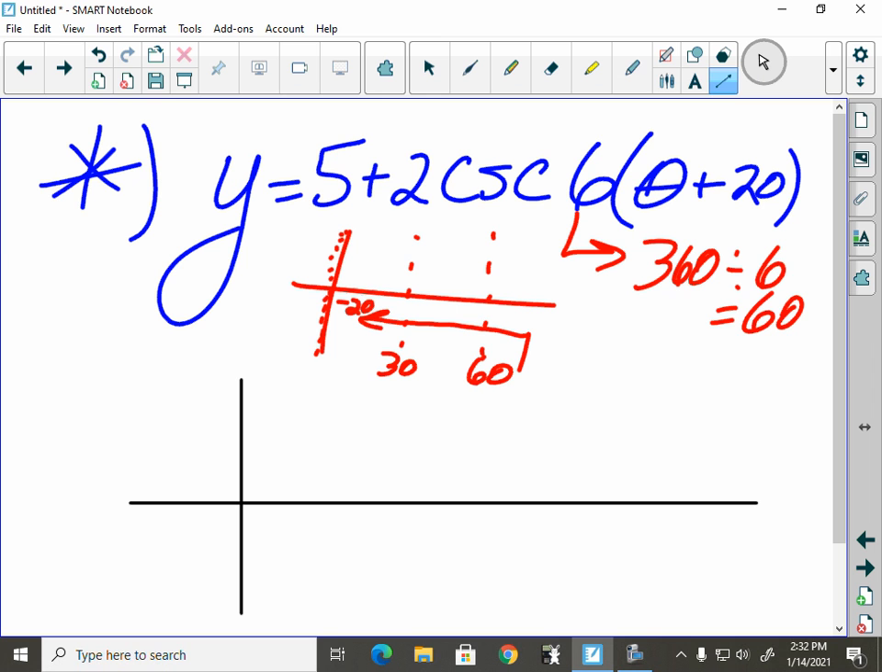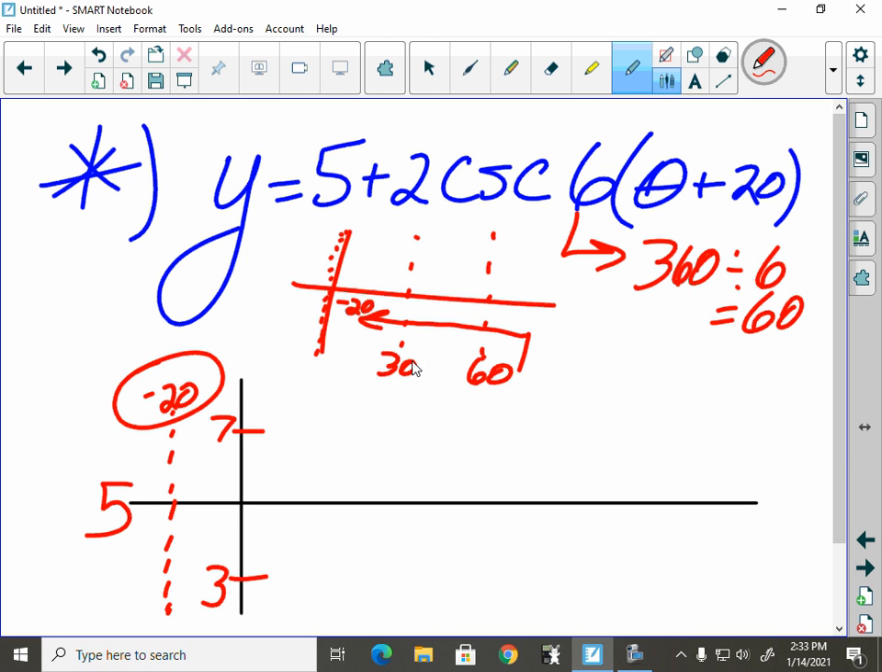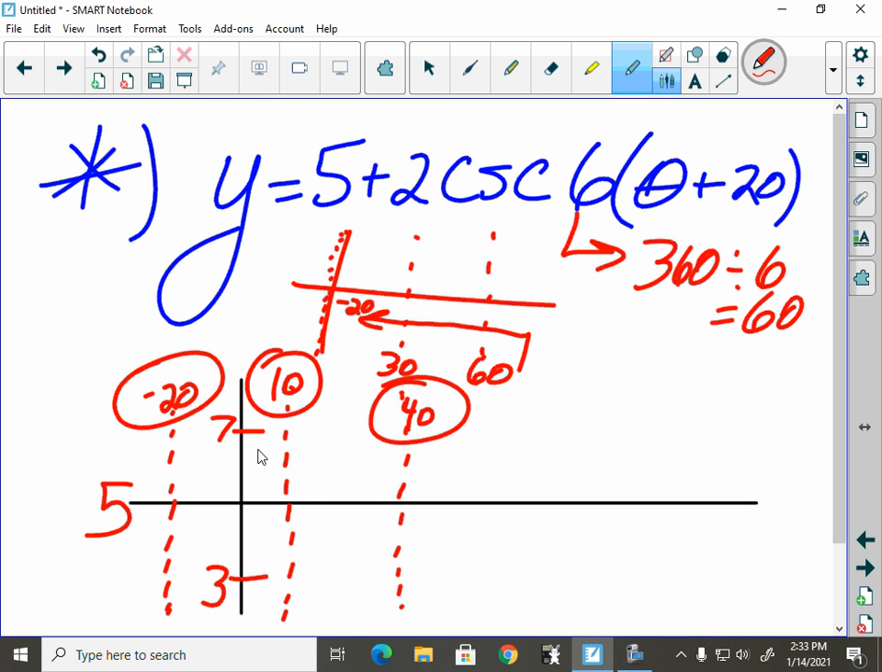Here we go. Okay, so 5. Then we're going to go up 2 to 7. Then we're going to go down 2 to 3. I got to see those numbers. Then I'm going to move that 0, 20 to the left. And it'd be great if you put a circle around it. Then 30 is going to end up being like here, which would be 10. And then 60 is going to end up being here, which is at 40. Okay, that's a jump of 30. See how this gap is about the same as that gap? That's a good thing, okay?